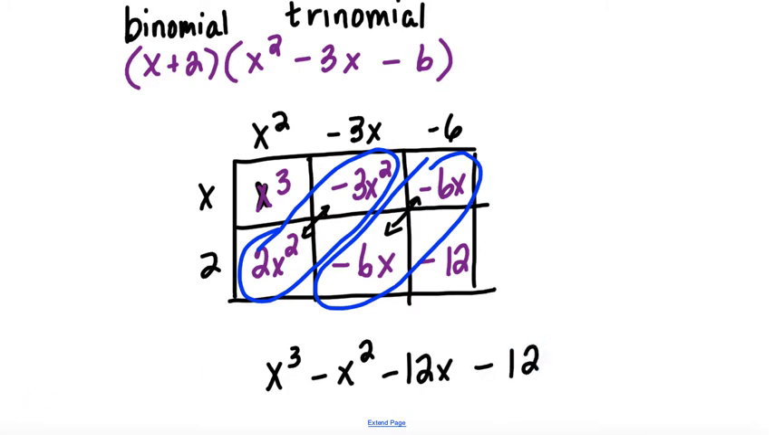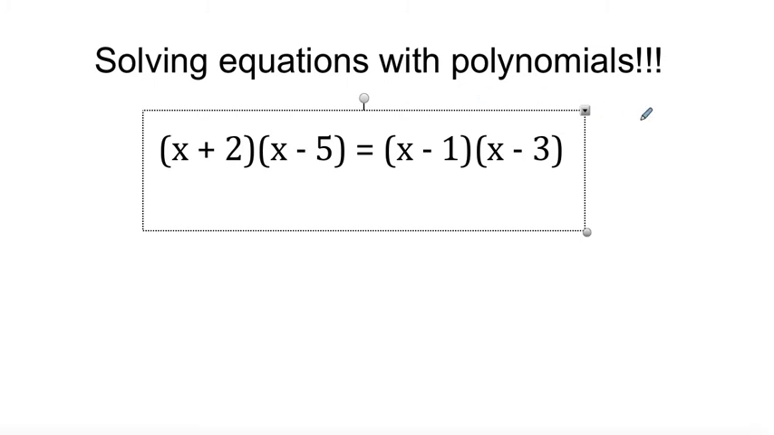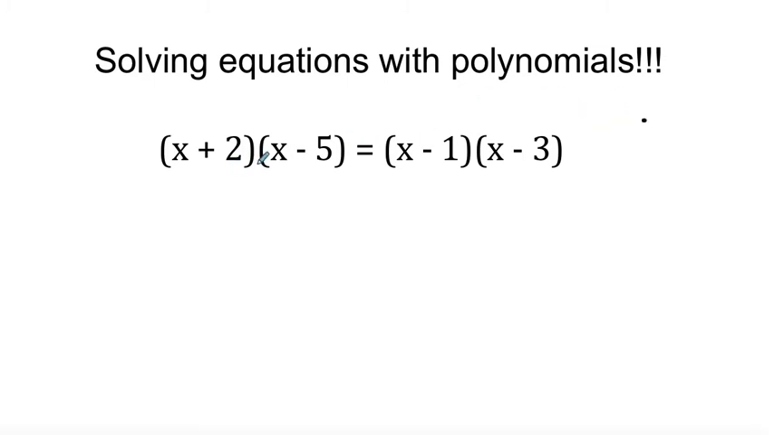All right, guys, so the last thing I want to talk about is how we used all of this. We used all of this to solve equations with polynomials. Okay, so take a quick breath and look at this. So we have binomial equaling binomial, and we need to simplify each side so we can solve. All right, so we are going to multiply x times x and x times negative 5. That's going to give me x squared minus 5x.